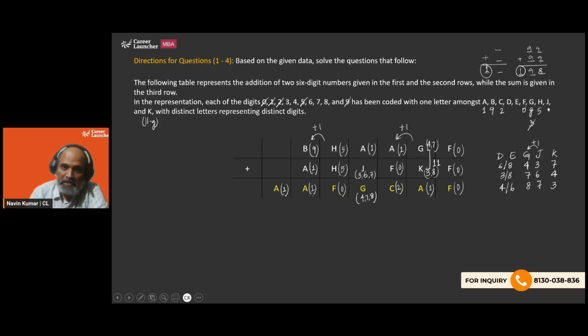So this was more like a puzzle than an LR set, but in CAT, such a set has come before. Well, it was quite a few years back, but still, you can expect such a set in CAT.